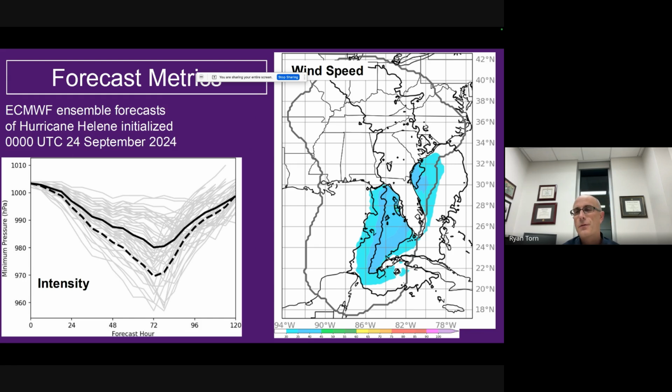That works a little bit better for modeling cases. And so this is a case where the positive value of the metric is just a more intense storm up until landfall.